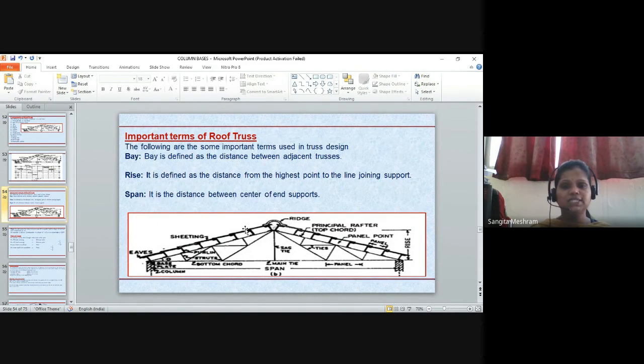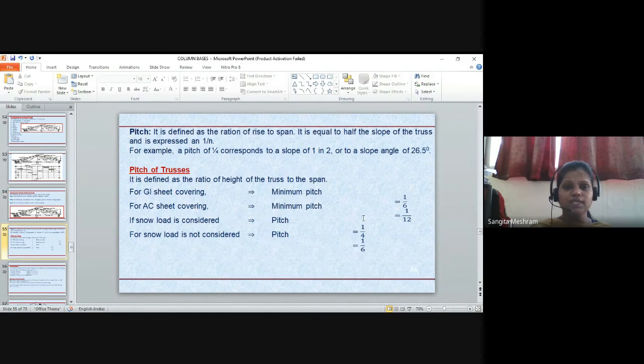Bay. Bay is defined as the distance between the adjacent trusses. If we are providing a number of trusses, the distance between them is nothing but bay. Then rise. It is defined as the distance from the highest point to the line joining the supports. That vertical distance is nothing but rise. And span is the distance between the centers of end supports. This is the span. End to end, मतलब एक single truss आप provide करो, one support to the next support, the distance between that is nothing but span. Then pitch, ratio of rise to span.